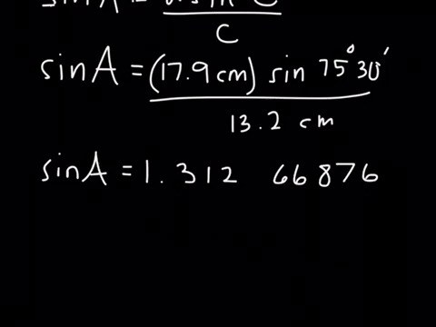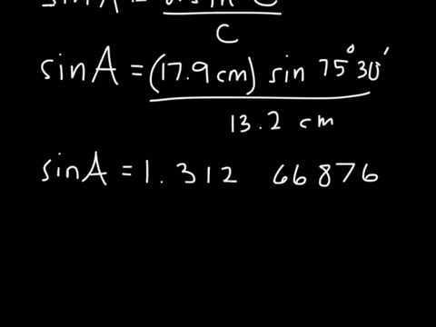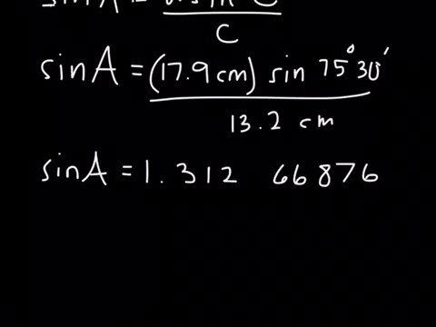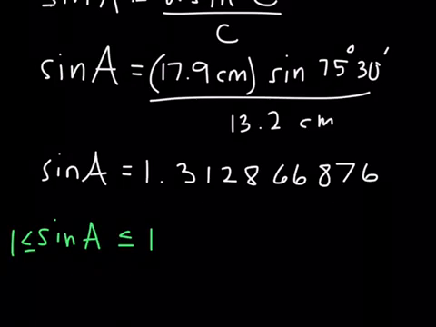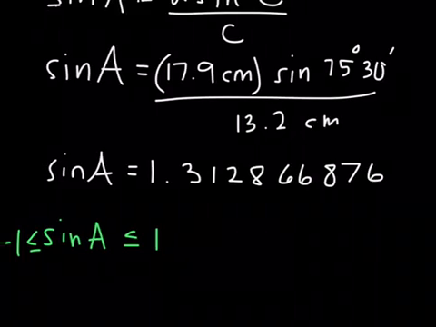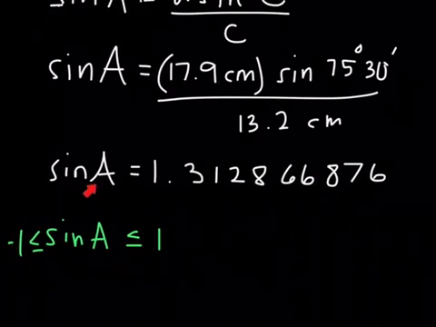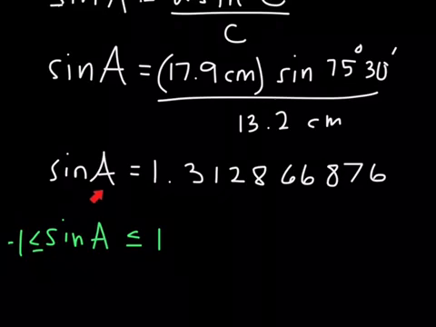So this is not good, because you and I know that no matter what A is, whatever angle that is, the range for sine says that you have to be between -1 and +1. Remember that? So no matter what A is, no matter what that angle is, sine of that angle is not allowed to be greater than 1. So that means there's no solution.